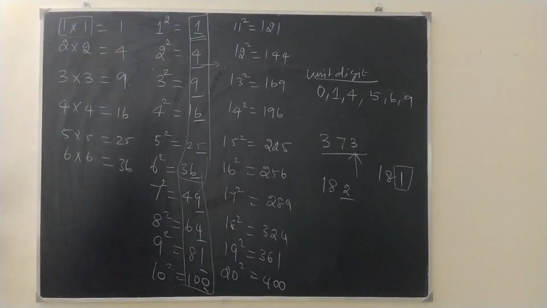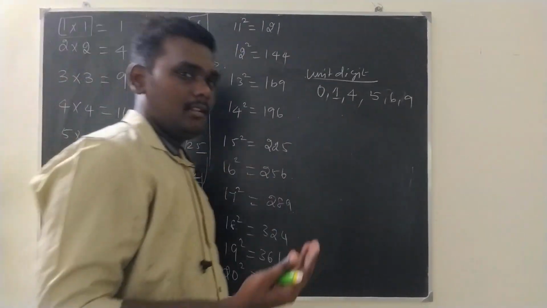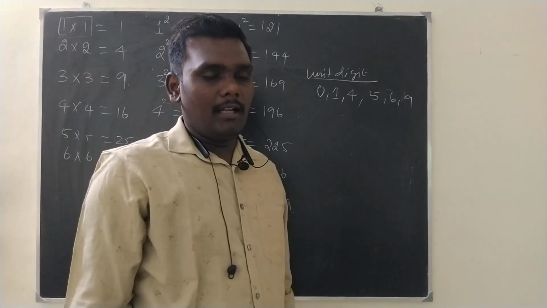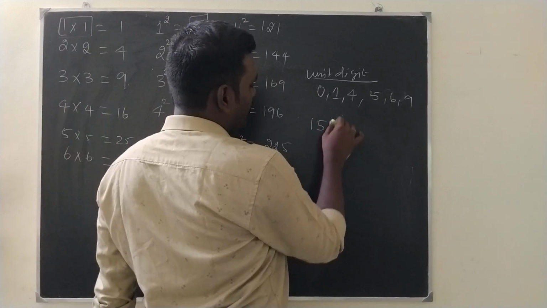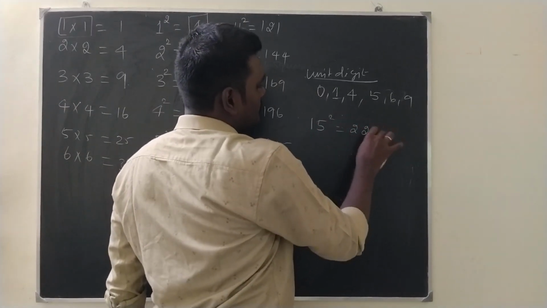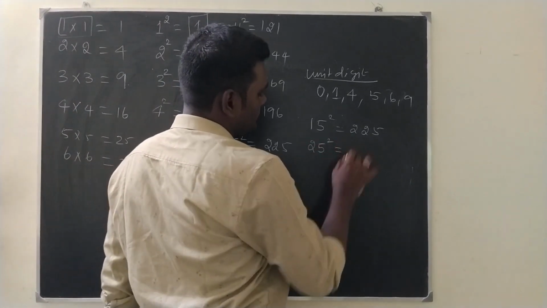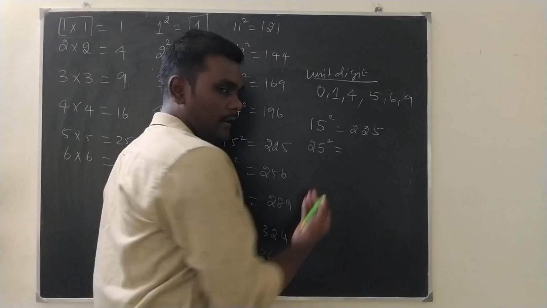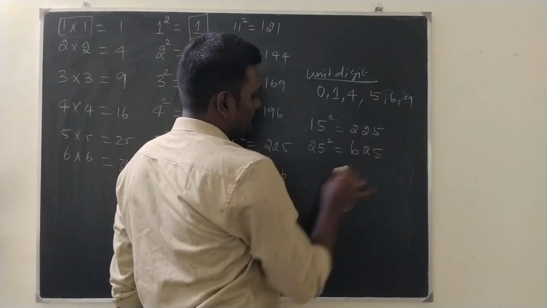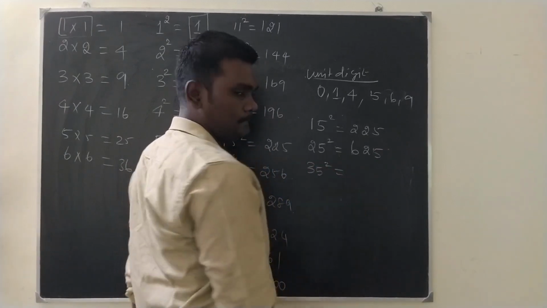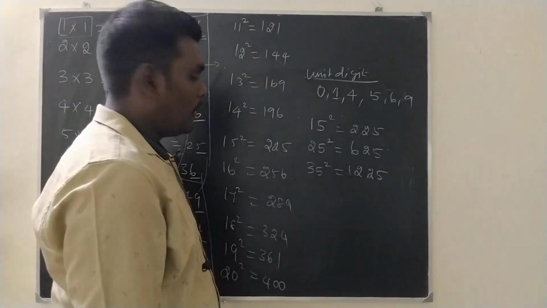Square root means it's a reverse process. Squaring means we have a number, we multiply the number by itself and we get one big number. For example, take 15 square. What is 15 square? 225. What is 25 square? It is 625. What is 35 square? It is 1225. What is 45 square?